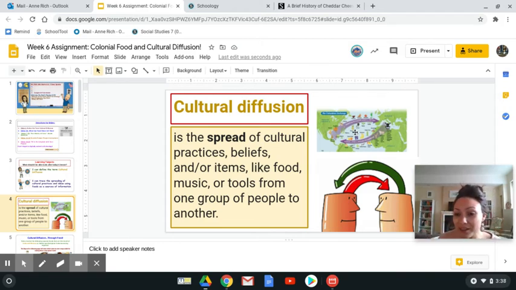If you guys remember back to the Columbian Exchange, this is an example of cultural diffusion because different food groups and different animals that are really important to cultures of both Europe and the New World are going to spread and exchange. They're going to switch continents and spread all over the world. That is cultural diffusion.